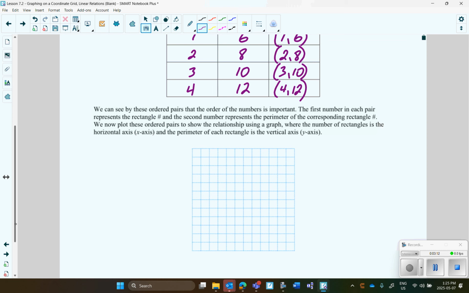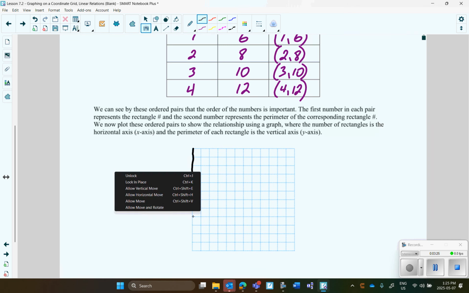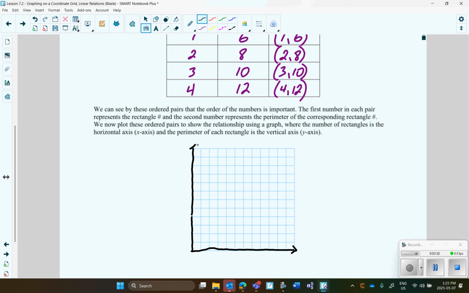Now remember, when we first did the graphing, we did the 4 quadrants, because sometimes we got negative numbers. But none of these are negative, are they? So we're not going to do all 4 quadrants. We're going to graph the first quadrant, because in the first quadrant, everything's positive.